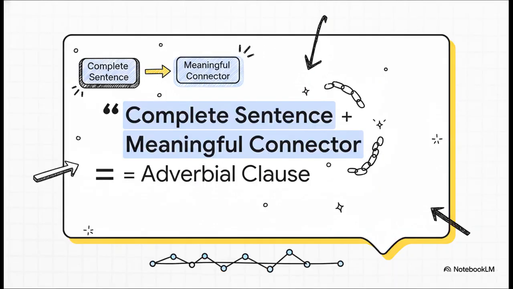So if you only remember one thing from today, make it this simple formula: a complete sentence plus a meaningful connector equals an adverbial clause.